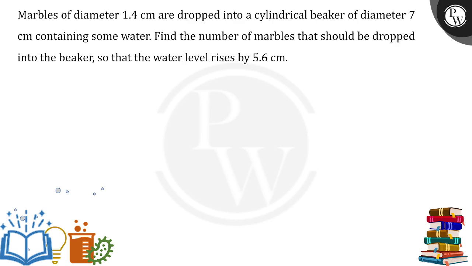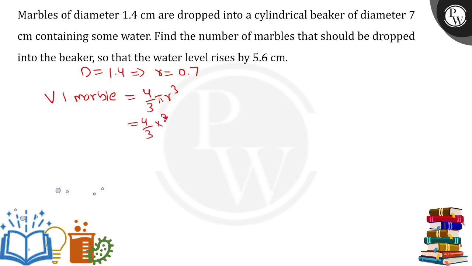The diameter of the marble is given as 1.4. So from here, the radius is 0.7. So the volume of one marble: marble is of what shape? Marble is of basically spherical shape. So 4 by 3 pi r cube. Putting up the values, we have 4 upon 3 pi, and we can leave it in terms of pi, r is 0.7 cube. Alright, this will be the volume of one marble.